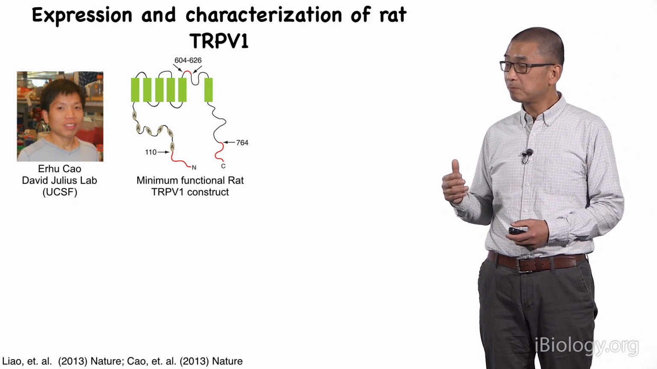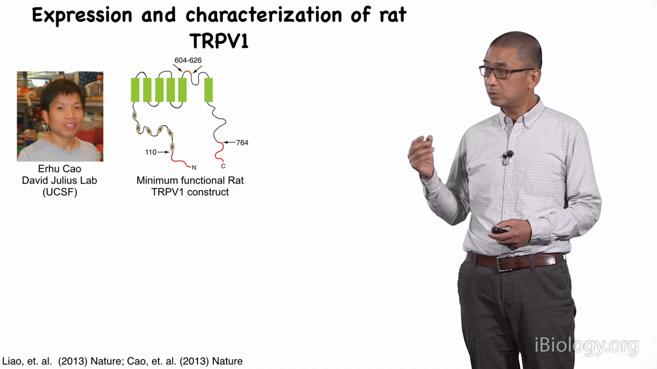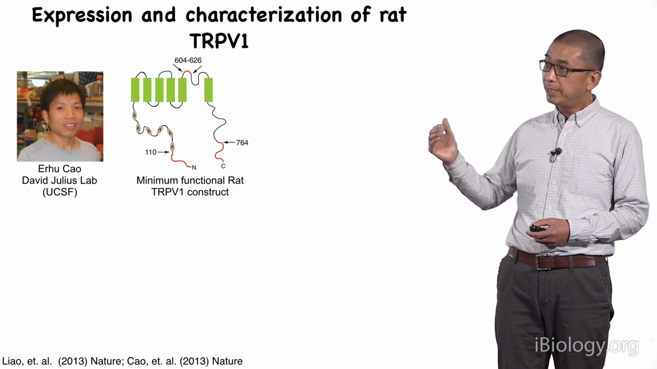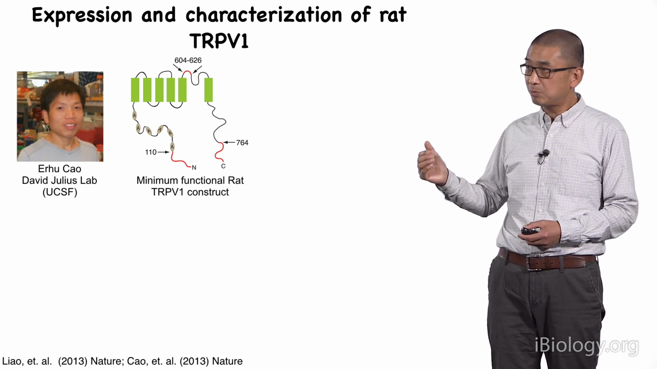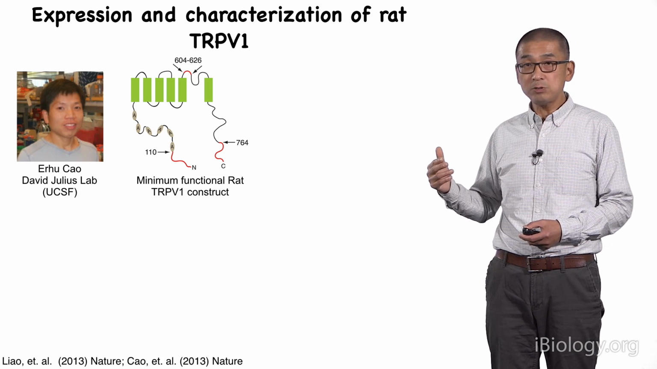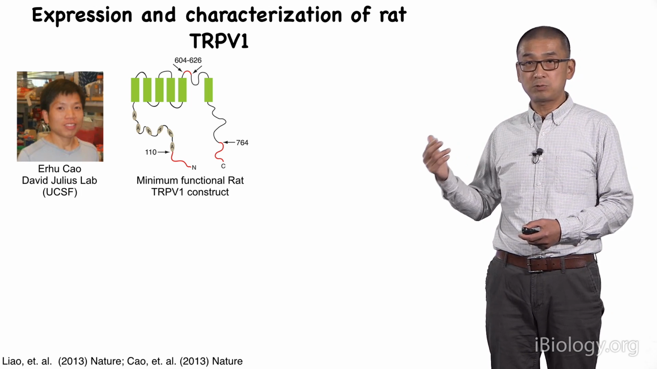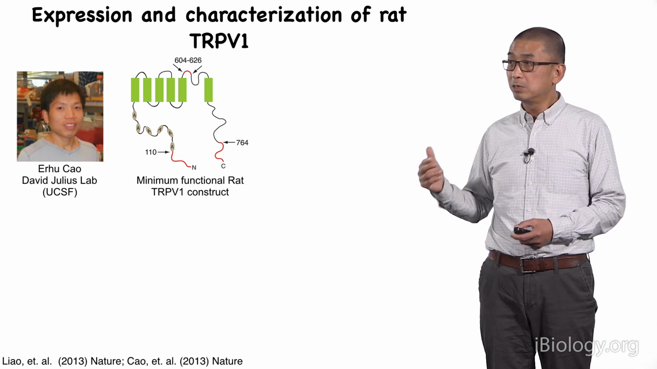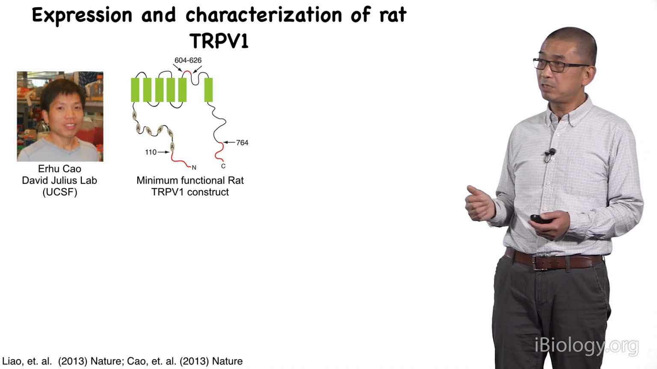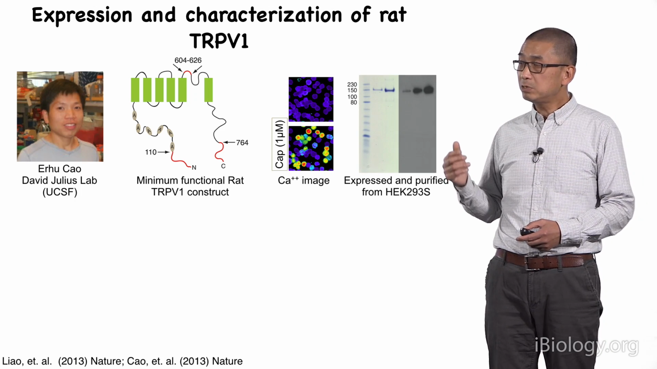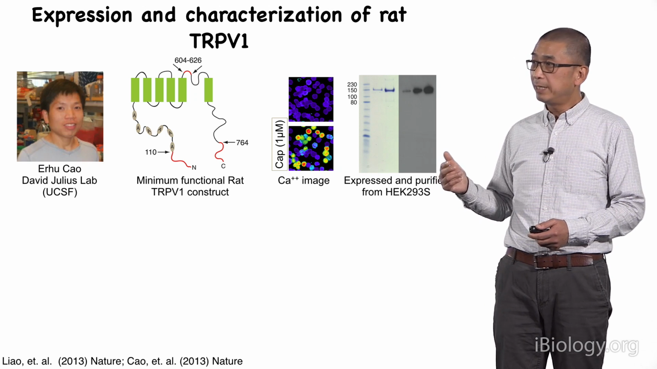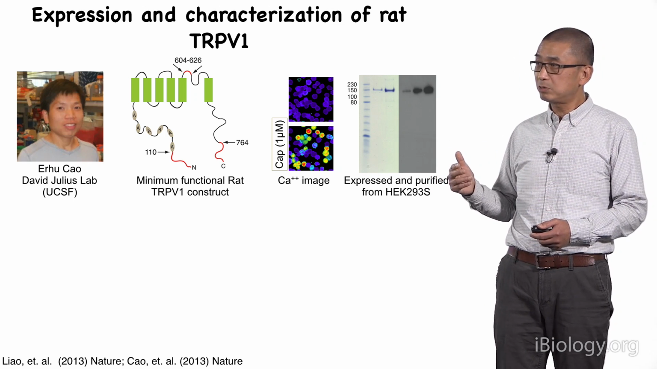He made this so-called minimal construct, in which he truncated a little bit of the C-terminal and N-terminal domains, which were predicted to be flexible. This is mostly for better expression. Initially, this construct was also designed for crystallization, so the idea is to remove all these flexible domains to facilitate crystallization. This channel can be expressed in HEK cells using a mammalian expression system.